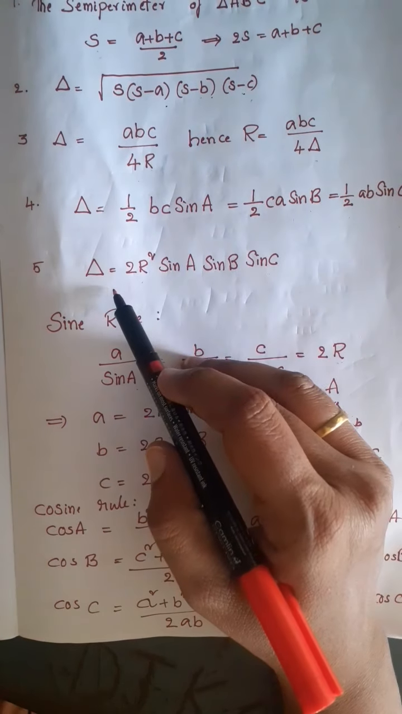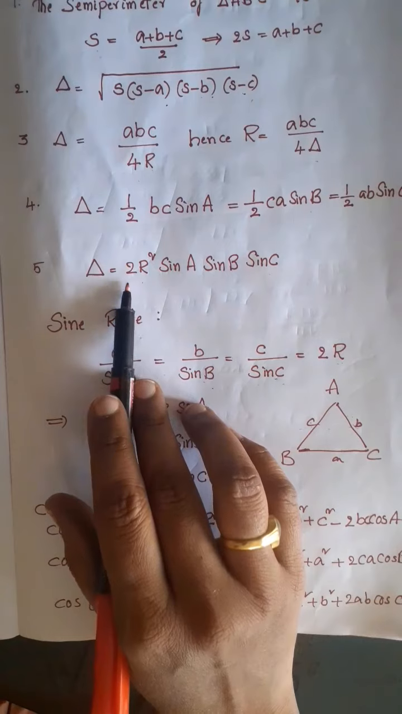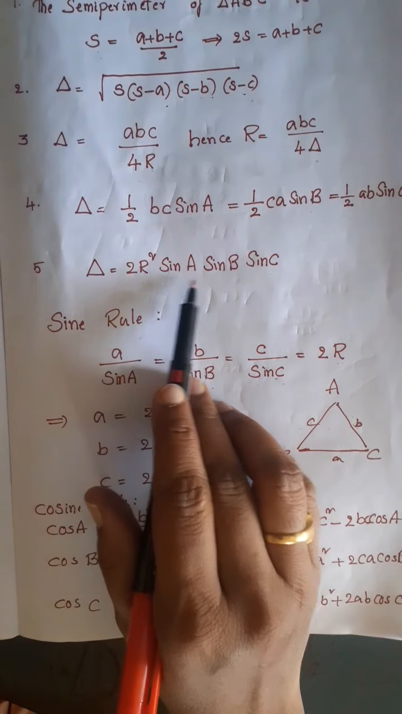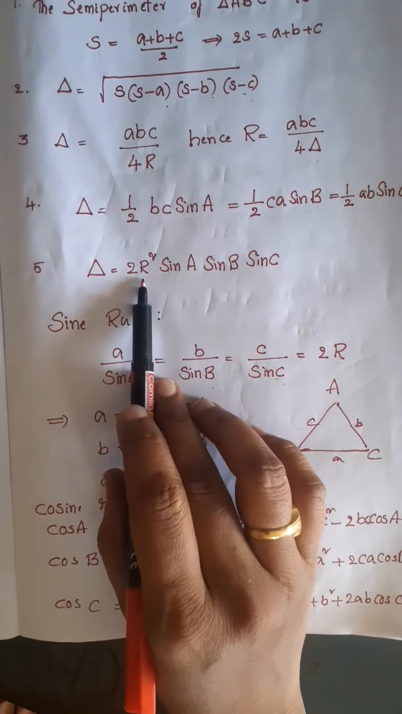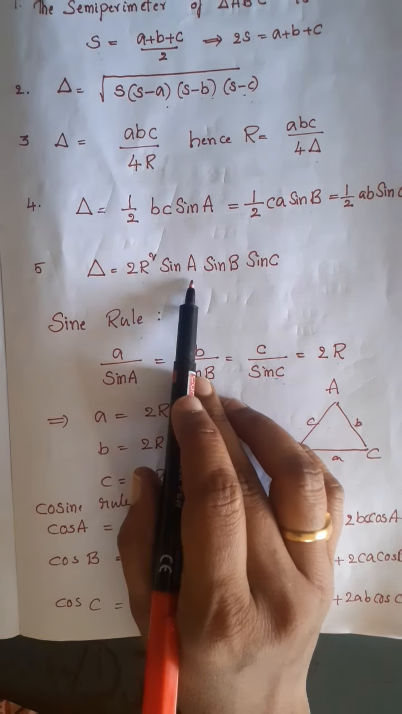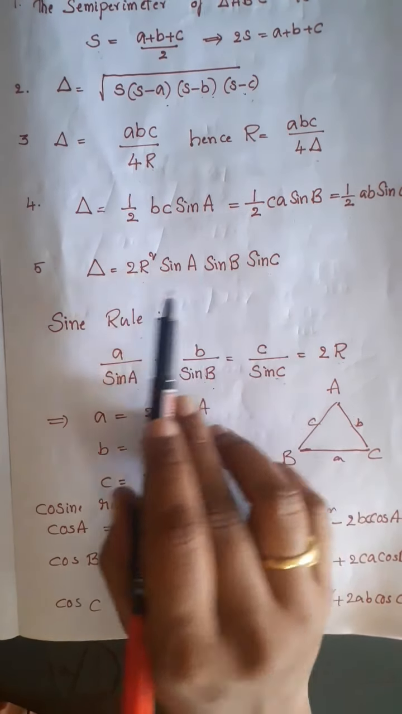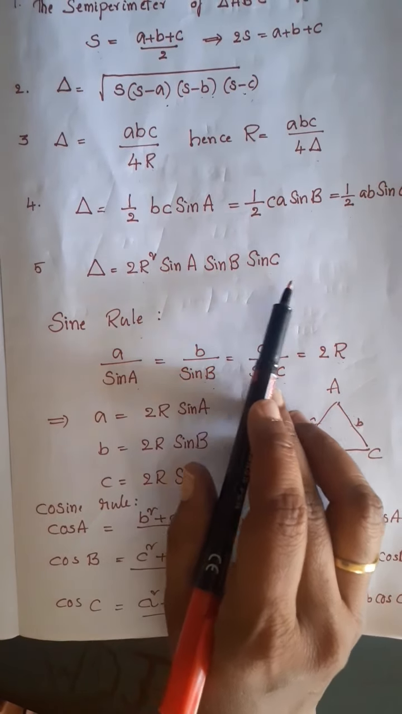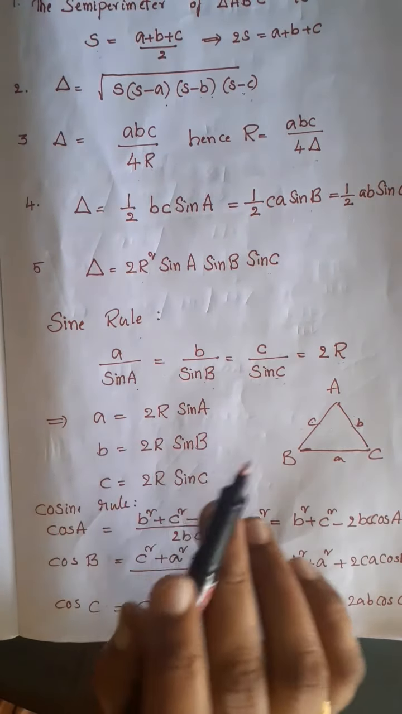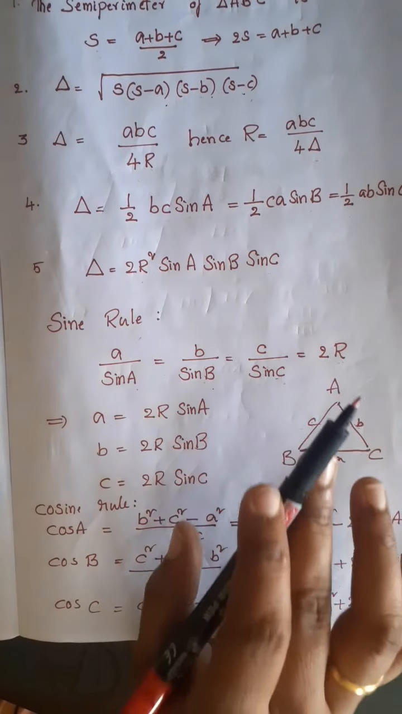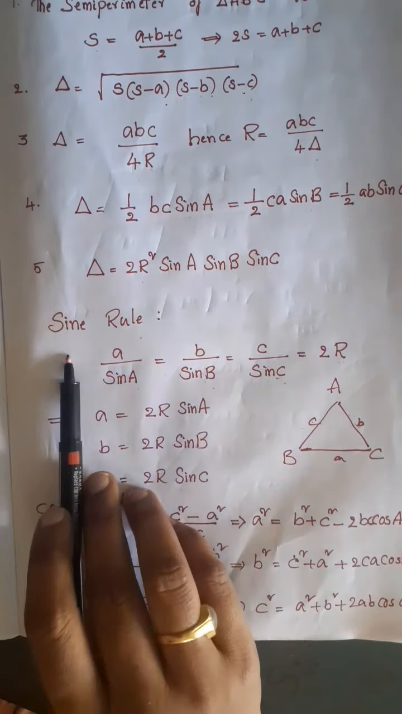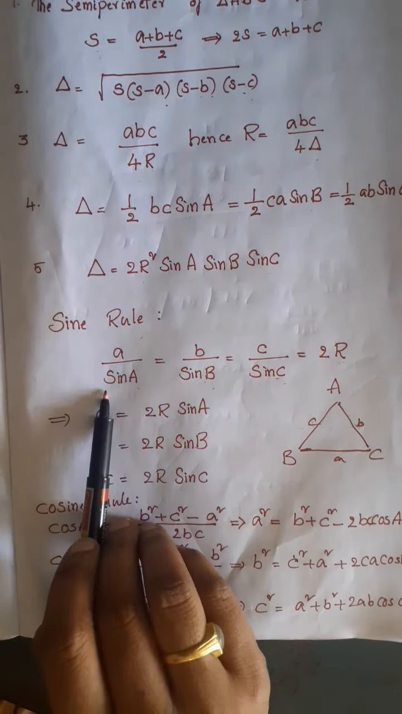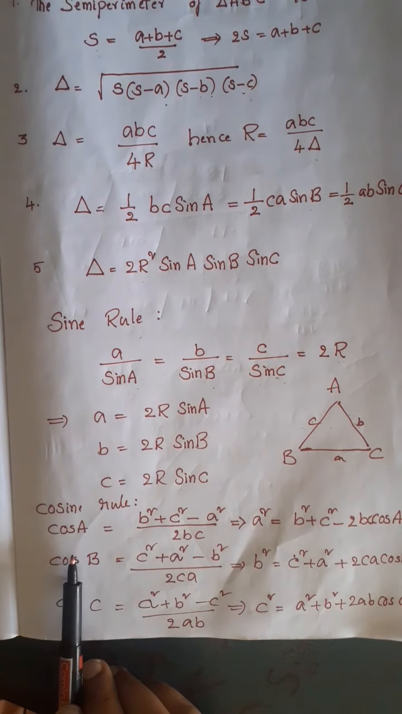Delta can also be found by 2R square sin A sin B sin C. If you know R, the circumradius, and the angles A, B, C, you can find delta as 2R square sin A sin B sin C. And we mainly use three rules: sine rule, cosine rule, projection rule. Sine rule is about the sine function, cosine rule is about the cos function.